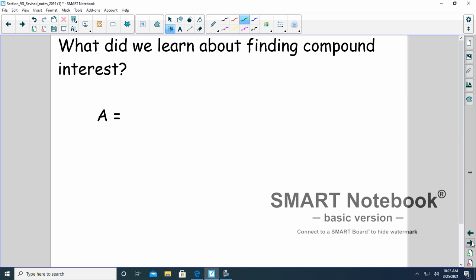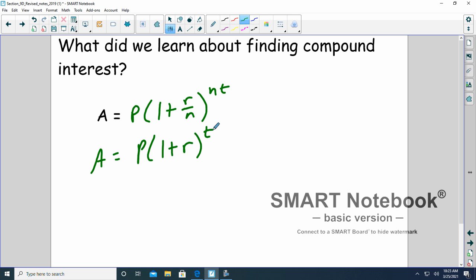Okay, so what did we learn about finding compound interest? Well, you had some principal amount. 1 plus r over n raised to the nt was one of the equations. Or we had 1 plus r raised to the t. So those are basically the two that we have looked at. We have one that compounds different amounts of times throughout the year. We have one that just compounds each year. There's going to be one more that we're going to deal with, and it looks like this kind of equation.